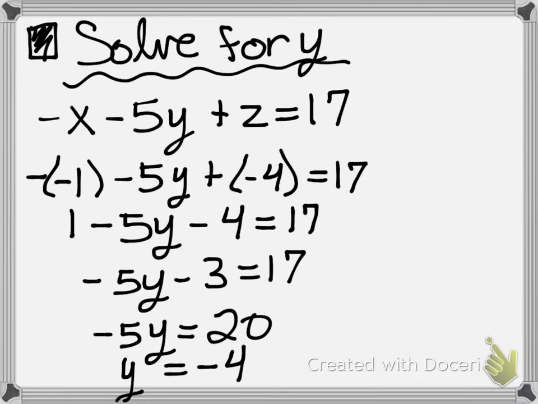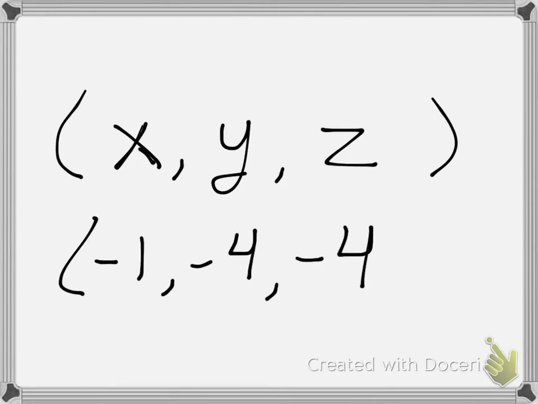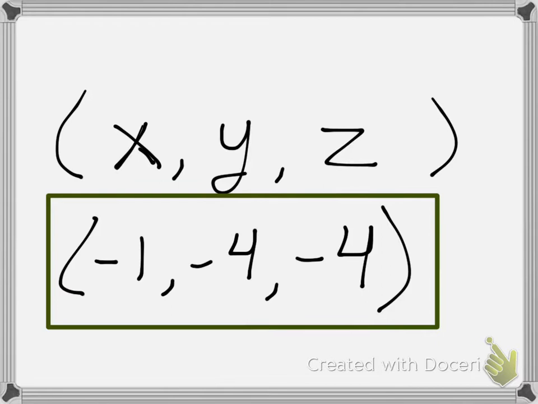At this point, we have found all 3 variables. So our answer we're just going to write as a coordinate as x, comma y, comma z. Our x value was -1, our y value was -4, and z was -4. And that is our final answer. Once again, you can go ahead and check this. Substitute these 3 numbers into all 3 equations from the original question. If all 3 equal their respective numbers, you have solved it right.